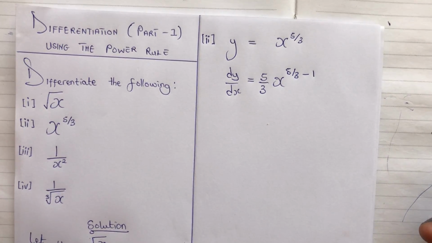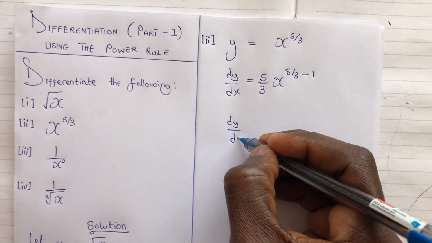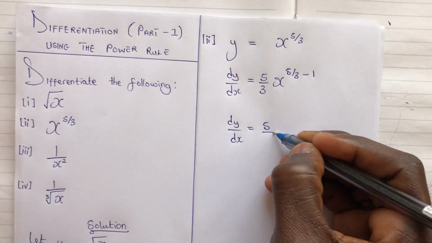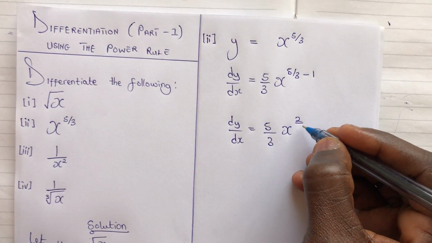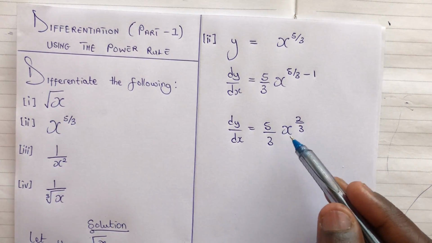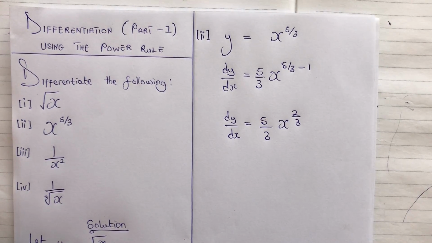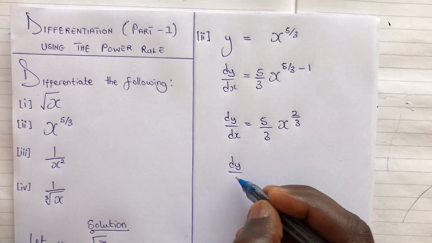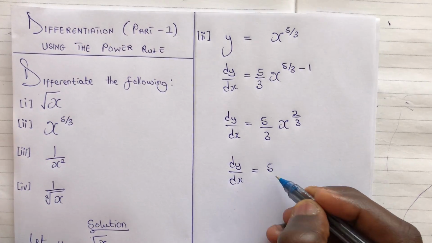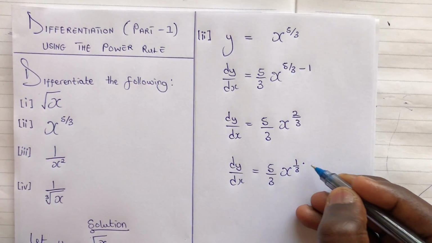What result do we have? We have 2 out of 3. So dy/dx is giving us 5 over 3 x to the power 2 out of 3. Now from here we can reduce this function by applying indices again. Now watch very carefully what I'm going to do. So this is dy/dx giving us 5 out of 3 x 1 out of 3 times 2.